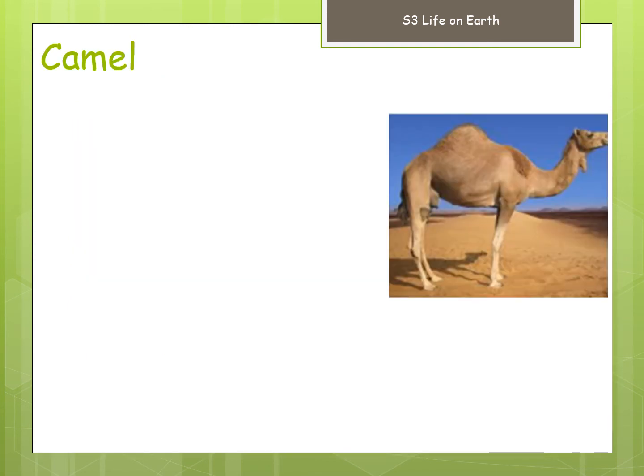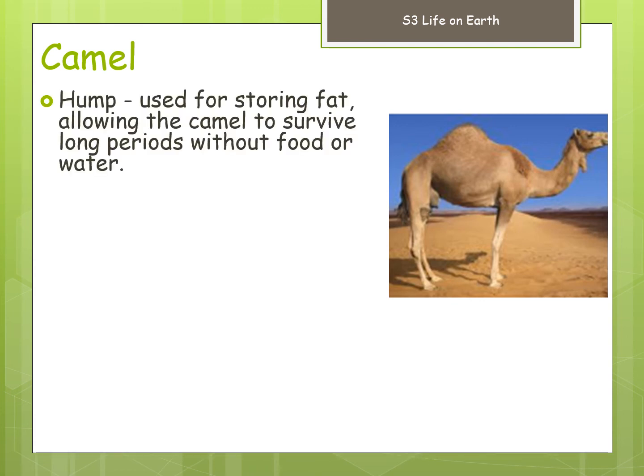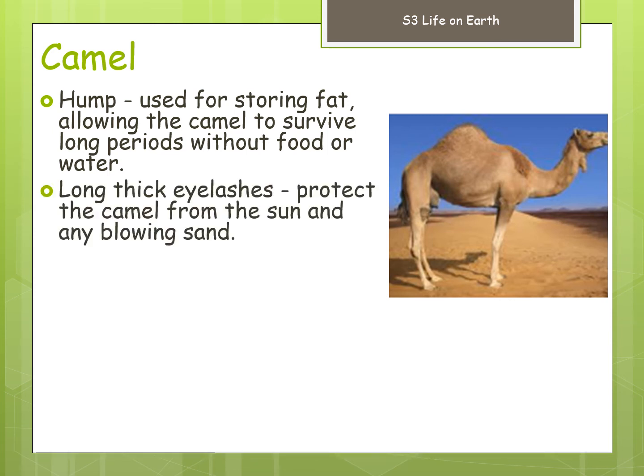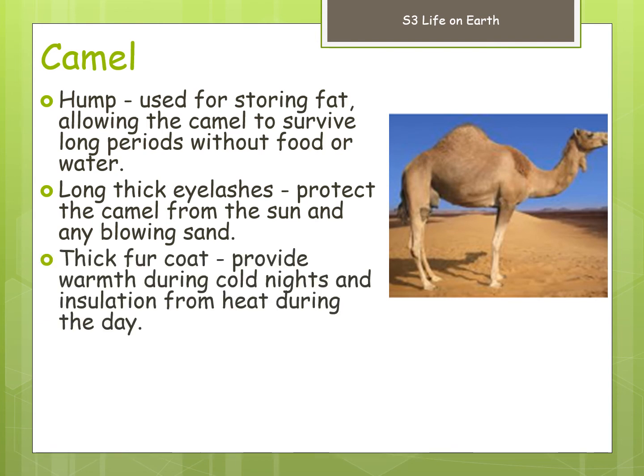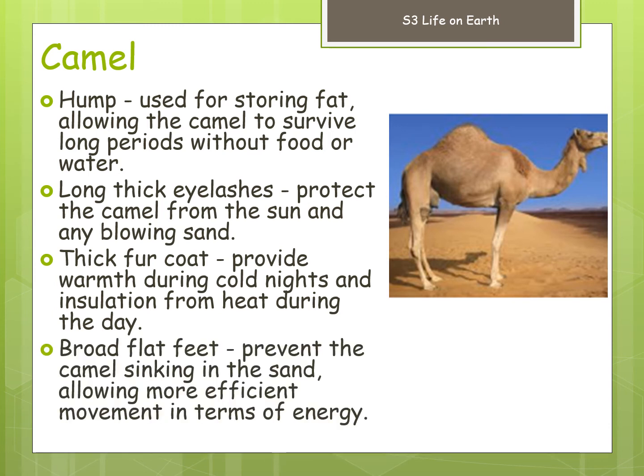Camels is something obviously you will have heard of before regarding adaptations. One thing you might have heard is that they store water in their hump, but it's actually fat that stores in there, and that allows them to survive long periods without food or water. They have long, thick eyelashes to protect the camel from the sun and blowing sand. They have a thick fur coat, so it provides warmth in the cold nights as well as keeping heat out during the day. And again, big, broad, flat feet, which prevents the camel sinking into the sand. So it allows it to walk more efficiently, loses less energy when it does that.